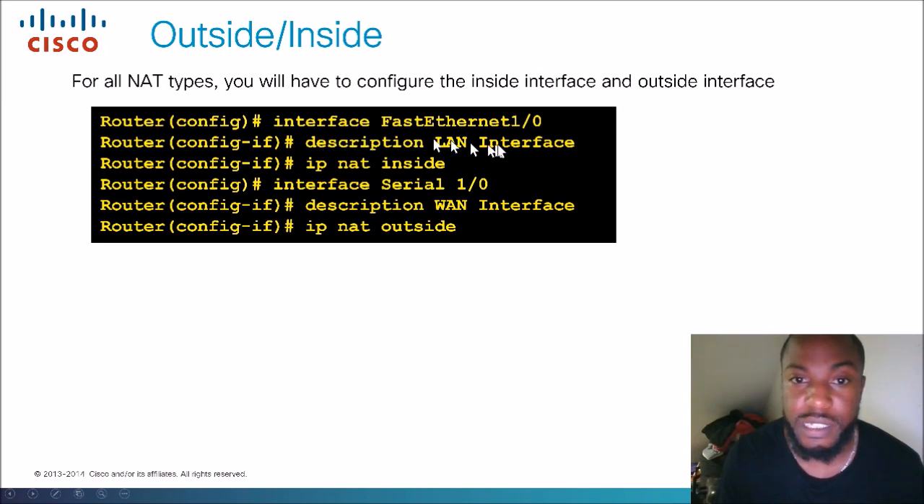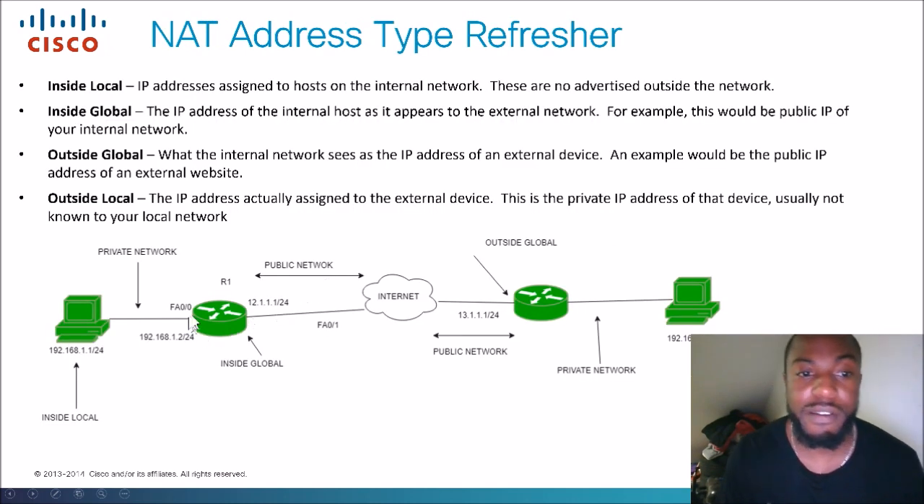Ones that say description LAN interface, description WAN interface, right? We know to get in the interface config mode, we do interface FA and then whatever interface it is, FA10, right? We're gonna declare this as the inside interface by doing IP NAT inside, right? So if we go back to this slide right here, this would be our NAT inside interface. Y'all get that? From us, that's our inside NAT, right?